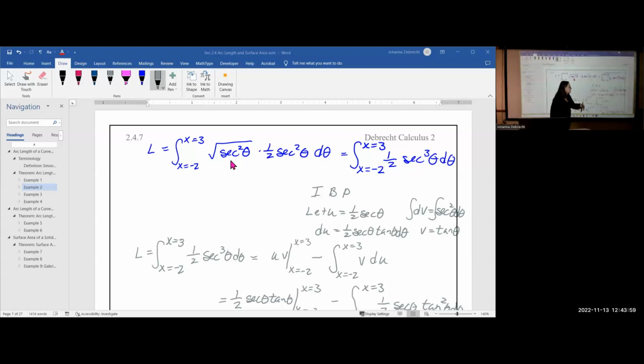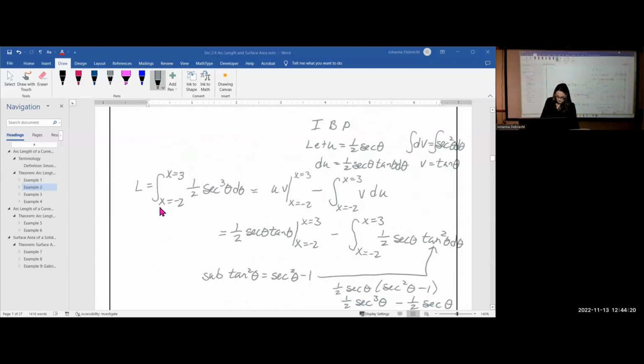It becomes tangent of theta. We choose the constant to be 0 in integration by parts. And then we say that the integral of 1/2 secant cubed of theta d theta from x equal -2 to x equal 3 becomes uv minus the integral of v du. When we substitute each of those parts into our integral, we end up with 1/2 secant theta tangent theta, again from x equal -2 to x equal 3.